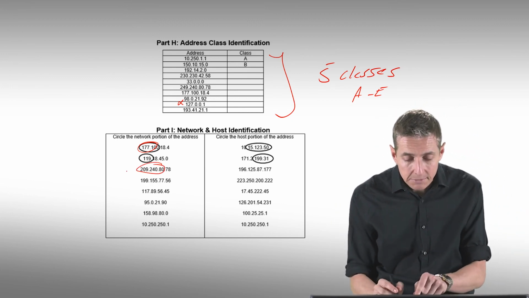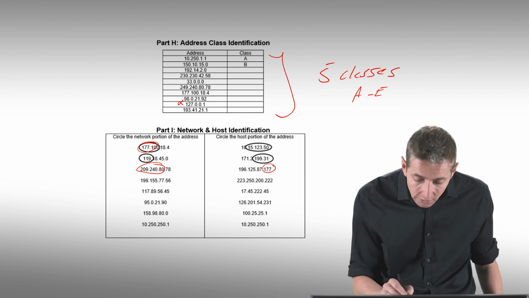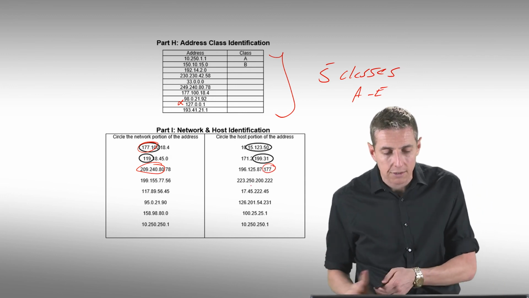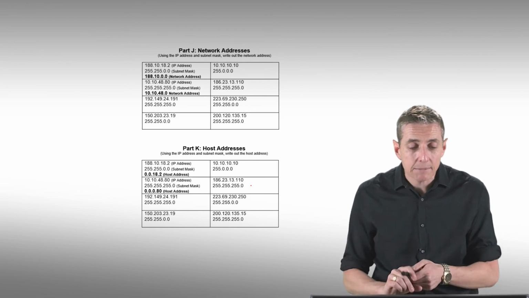Circle the host portion, same thing. So here the host portion is going to be over here. This is a class C last octet. Not a problem there. Part J, same thing.